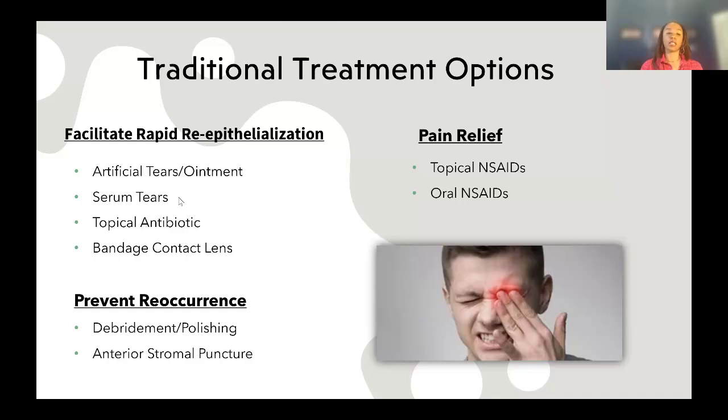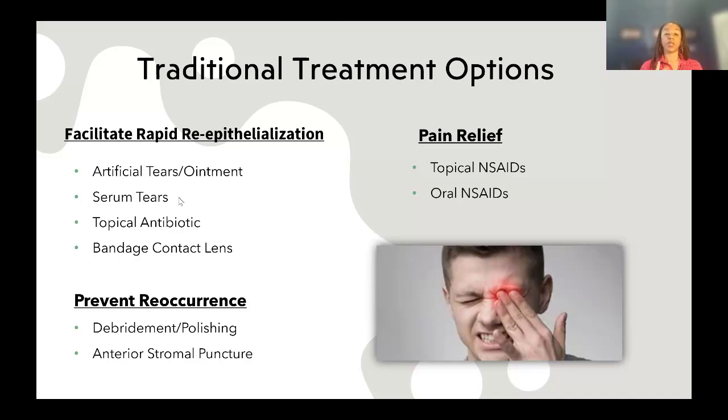A bandage contact lens, of course, will help the upper eyelid from interacting with the RCE, so it will help reepithelialization. Pain relief, I rarely have to do topical NSAIDs or oral NSAIDs for these patients. Usually a BCL takes care of it. But for those patients that need something to take the edge off, absolutely.